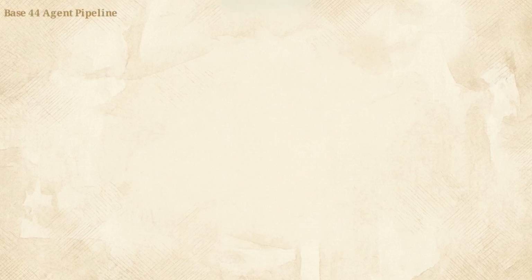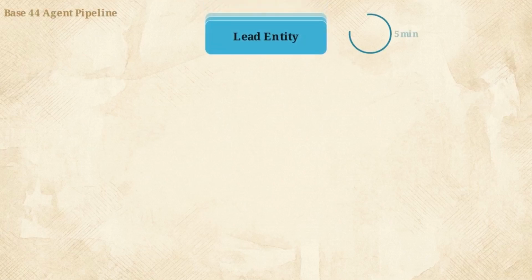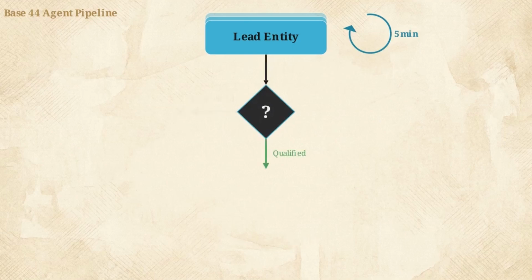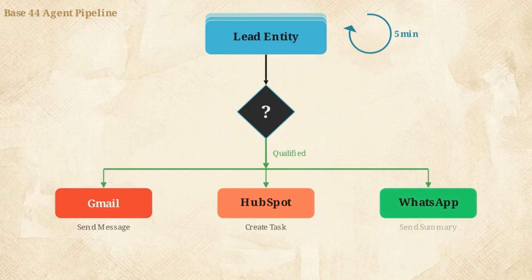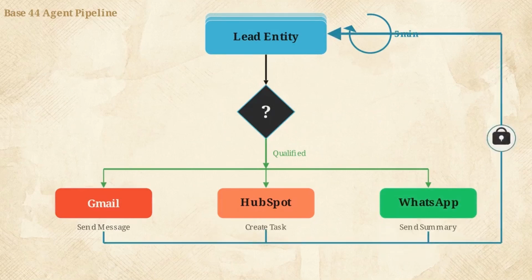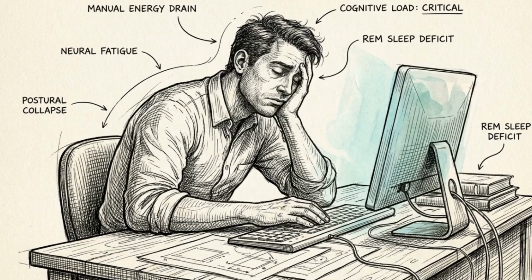This flow diagram maps our agent's core rules. Check the lead entity every 5 minutes, isolating qualified leads. Then define exact actions. When found, use Gmail to send a personalized message, create a HubSpot task, and directly notify you on WhatsApp with a summary. Manual follow-ups rely on your energy, which runs out. This synthetic scout catches opportunities around the clock, even offline.